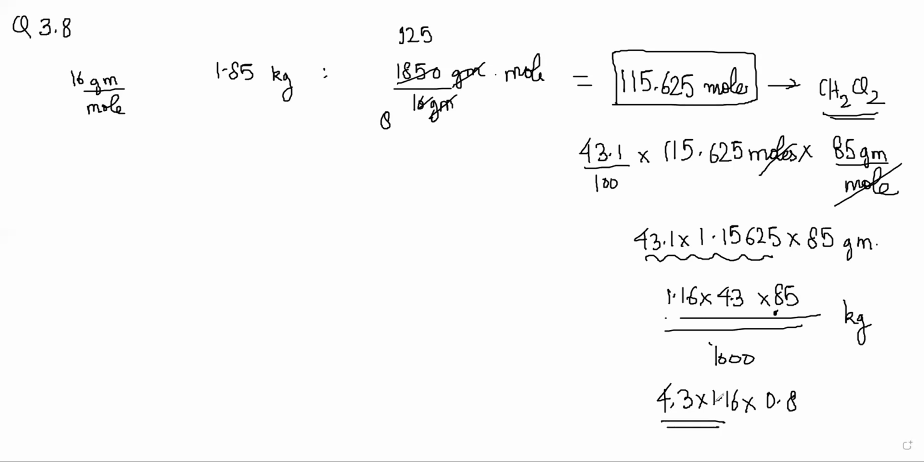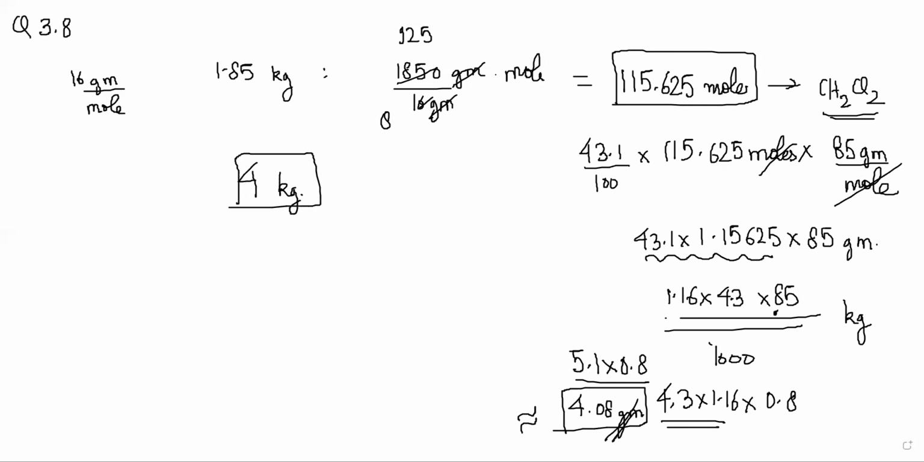So 4.3 into 1.2 is 430 and 86, so 5.1 into 0.8. So 0.8 will be 8 by 10 into 51. 8 into 51 is 408, right? So almost 4, approximately 4. This is in kgs, not grams. So 4 kgs worth of CH2Cl2 will come out.